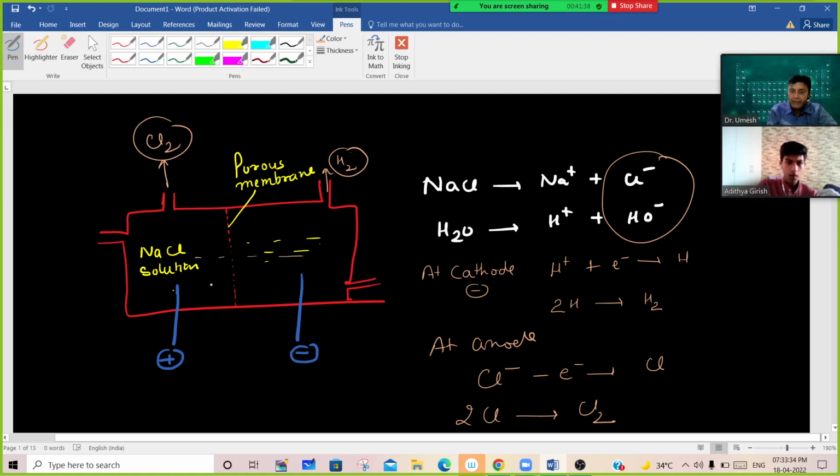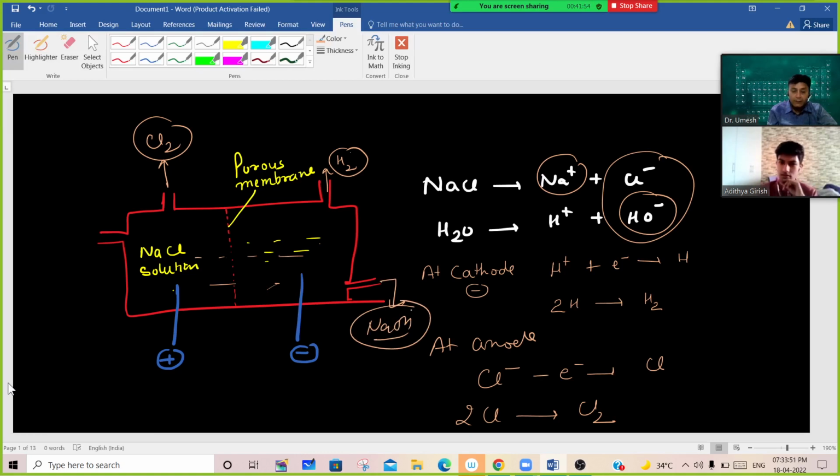Now, what is left inside now? Can you tell me? Sodium ion and the OH ion. That is left in the solution, and that we can take out from here as sodium hydroxide. Understood? So in case of aqueous solution, you have to see which ion has more tendency to get discharged.